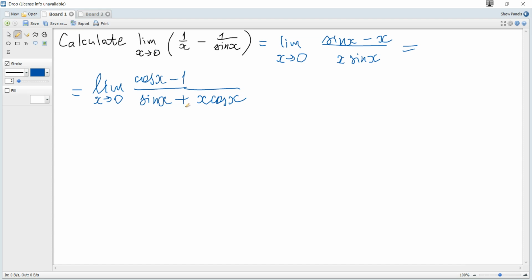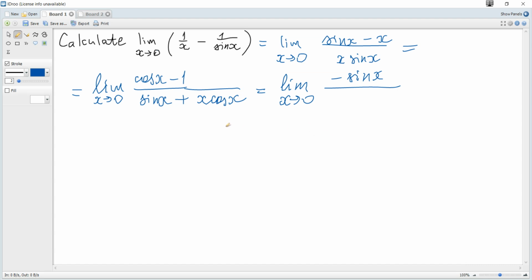And now we again substitute 0 for x, and we get 1 minus 1, 0, divided by 0 plus 0, 0. So we get again 0 over 0, and we should again apply L'Hopital's rule to find this limit, because now it's undefined. So it becomes the limit, and again we take the derivative of the numerator: cosine's derivative is negative sine, minus 0.